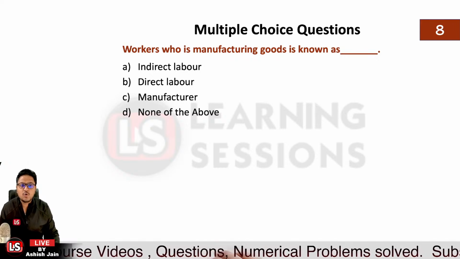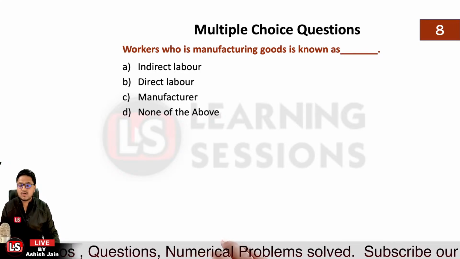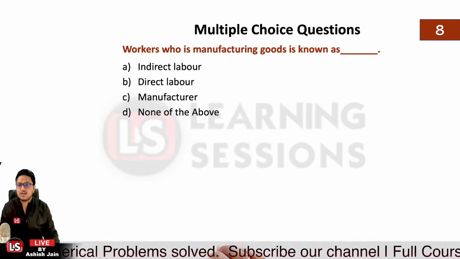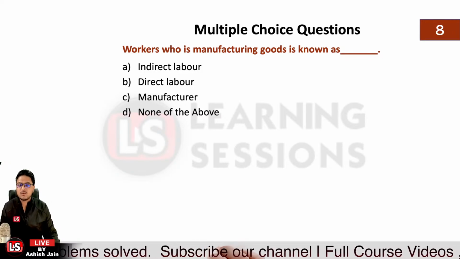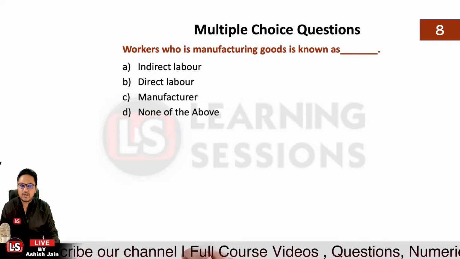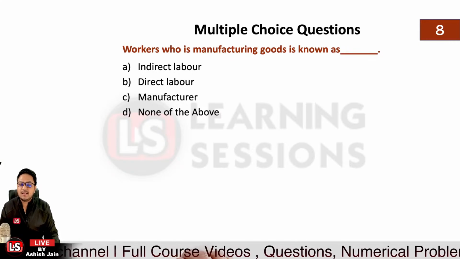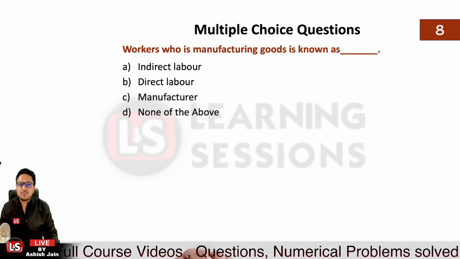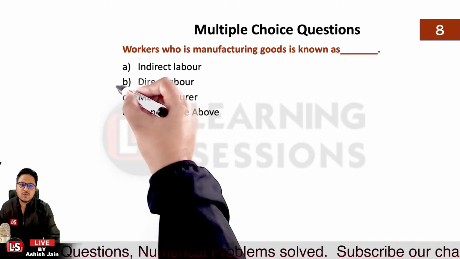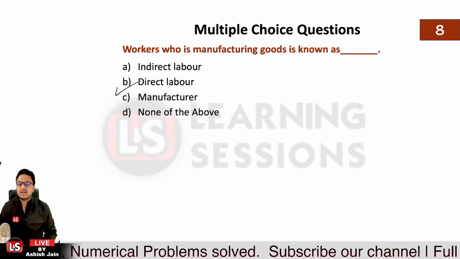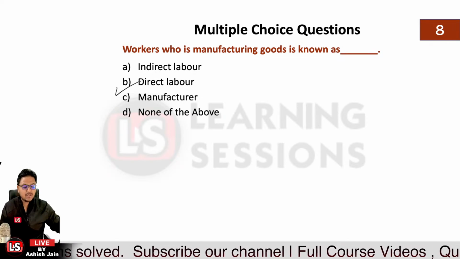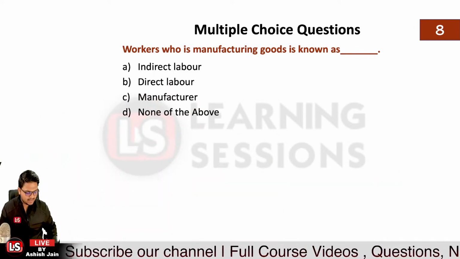Next question says, workers who are manufacturing goods are known as what? Indirect labor, direct labor, manufacturer, or none of the above. Which of the following would be the right answer for question number 8? It is the direct labor. So option B over here would be the right answer, that the person who is engaged directly in manufacturing the goods, that is a direct labor, and the person who is not engaged directly in the manufacturing of goods, that is an indirect labor. Option B would be the right answer.